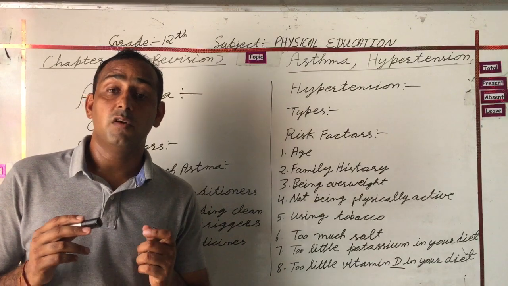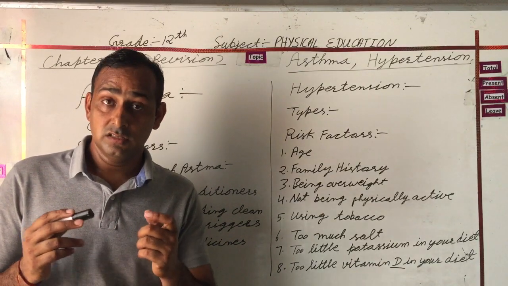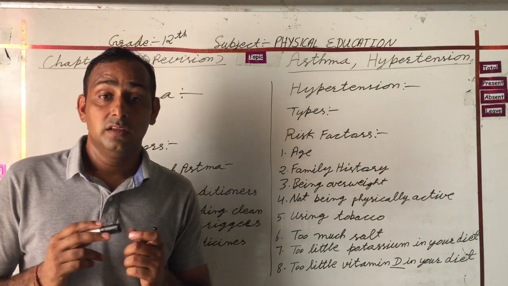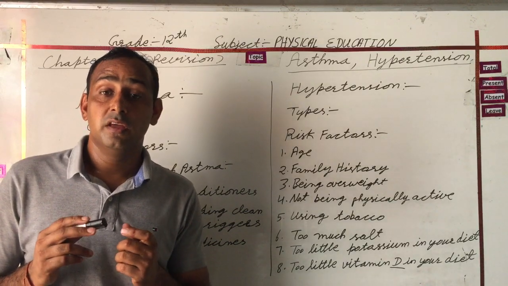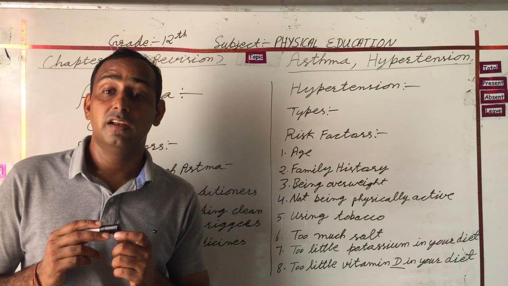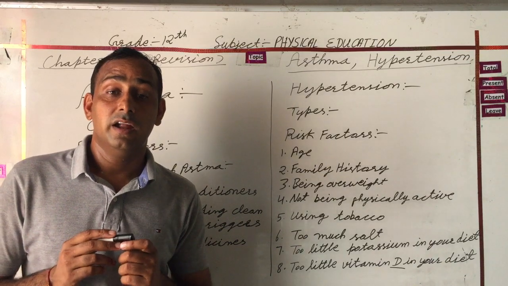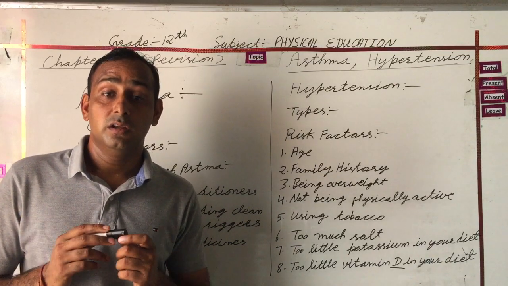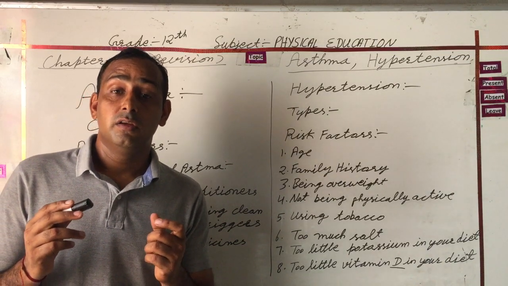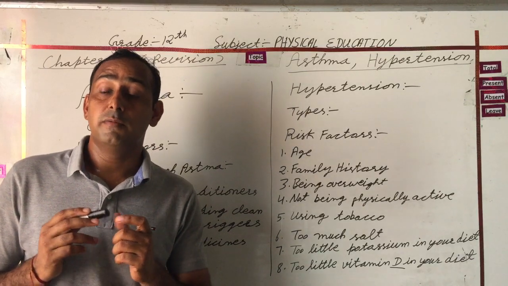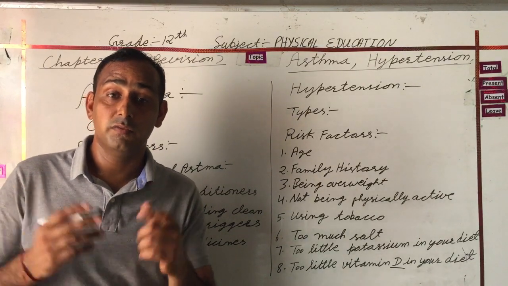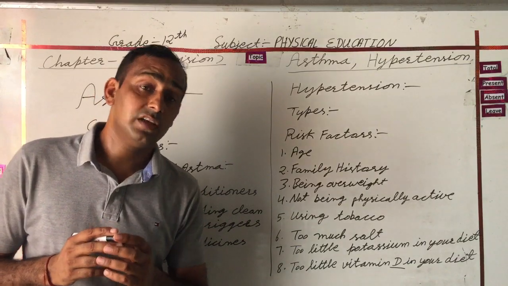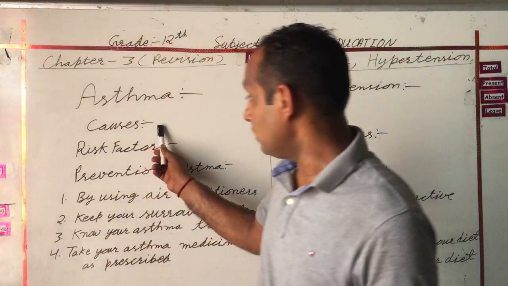The main symptoms of asthma are: first, breathlessness; second, a tight chest, which may feel like a band tightening around it; next, coughing; and wheezing, a whistling sound when breathing. Okay, a whistling sound when breathing. These are the main symptoms of asthma. Next is causes.